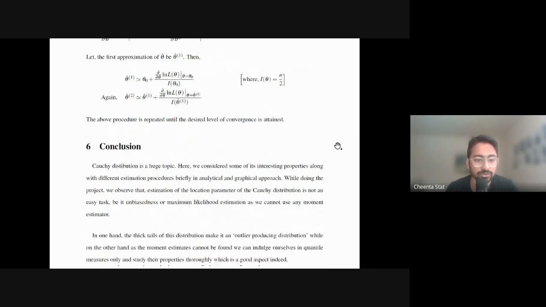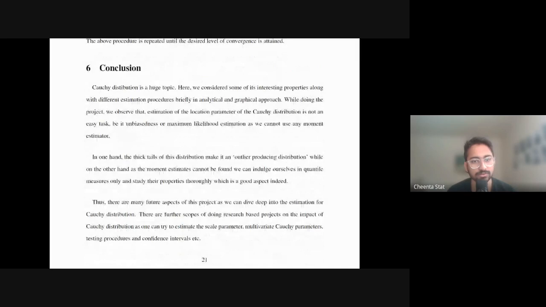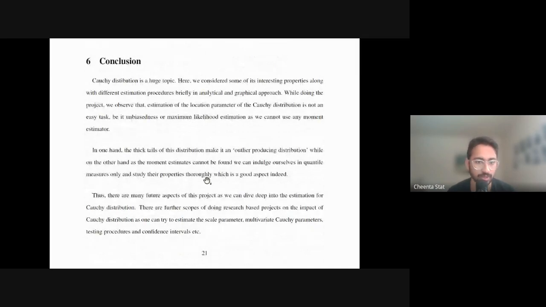Okay, what's the conclusion? So you have discussed what you have done here: trying to estimate the scale parameters, multivariate Cauchy parameters, testing procedures, and confidence intervals. That's great. This is really good work.